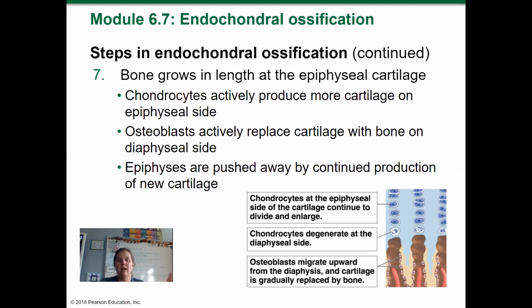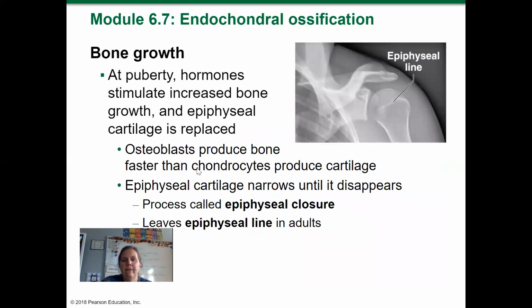So up until this point, it's kind of like going from fetus to infant to toddler to young child. But eventually what happens at puberty, the hormones that are produced during puberty, and one of those is growth hormone, help to increase the growth of bone. And that epiphyseal cartilage is replaced. And here you can see the line that is the remnant in an adult. Okay, so the bones in a child are growing at both ends to lengthen.